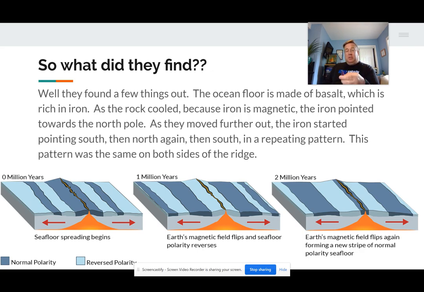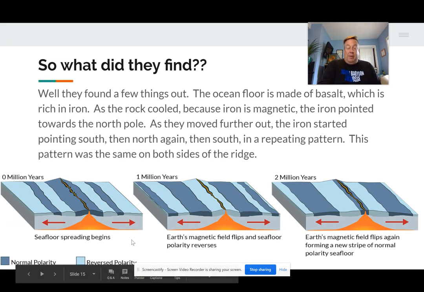So we check the other side of the ridge, and we see that the pattern is the same. Now the width of each section is not necessarily the same. It could be 50 feet, it could be 100 feet, it could be 300 feet. But eventually the iron would point in a different direction. What this is telling us is we're going to talk about something called polarity, which has to do with magnetism.